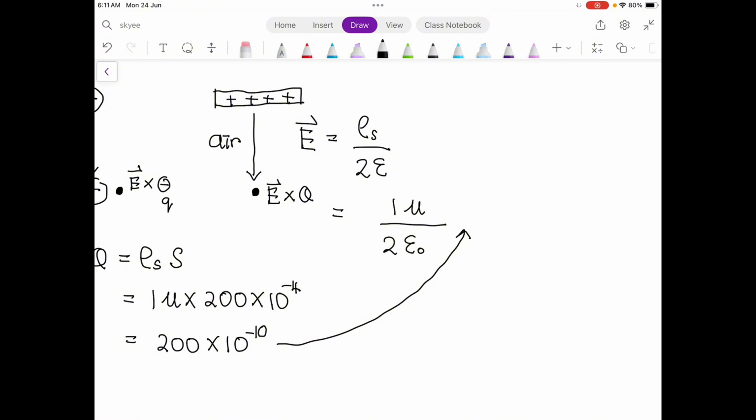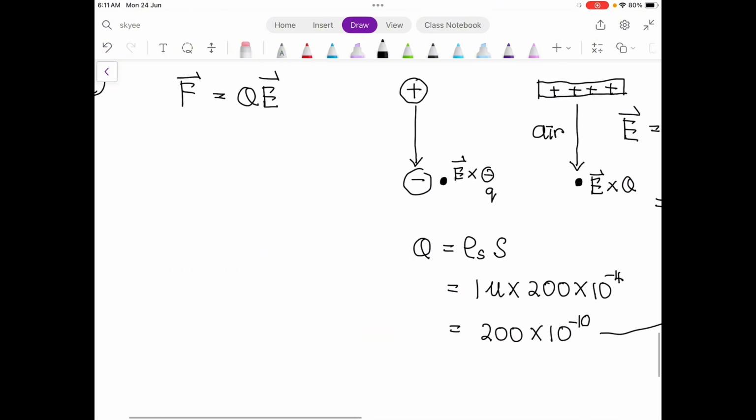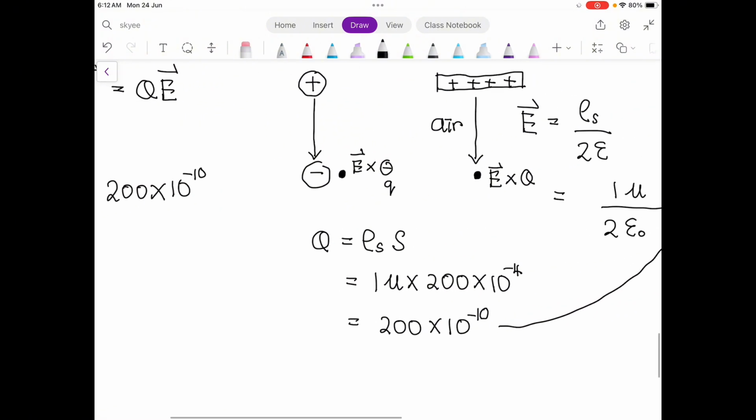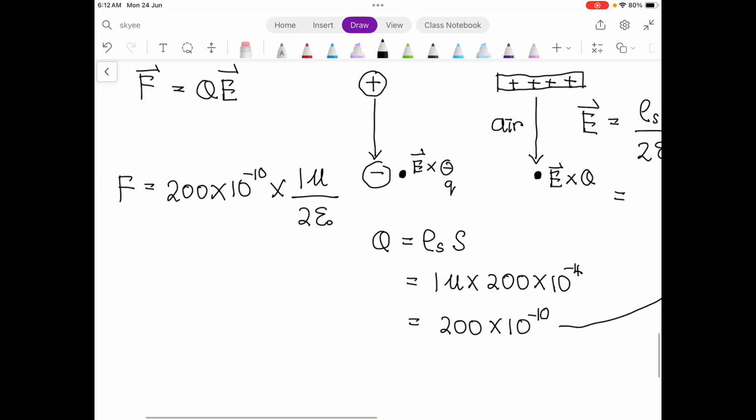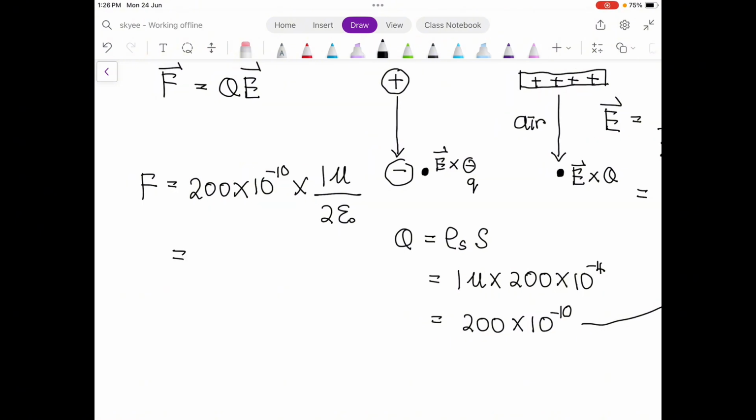So F will be equal to, no, this one we're just talking about the magnitude. So 200 times 10 to the power negative 10 multiplied by 1 micro over 2 epsilon naught. You can calculate the answer. So the answer is 1.